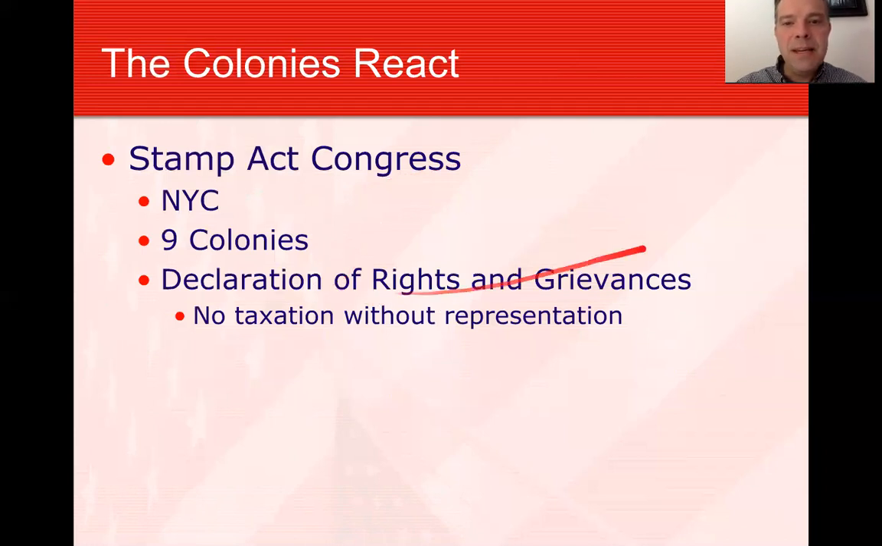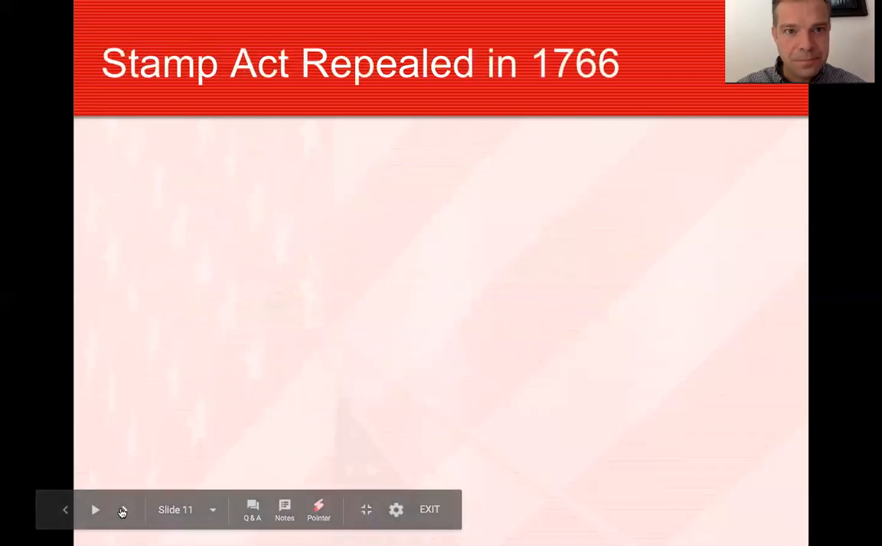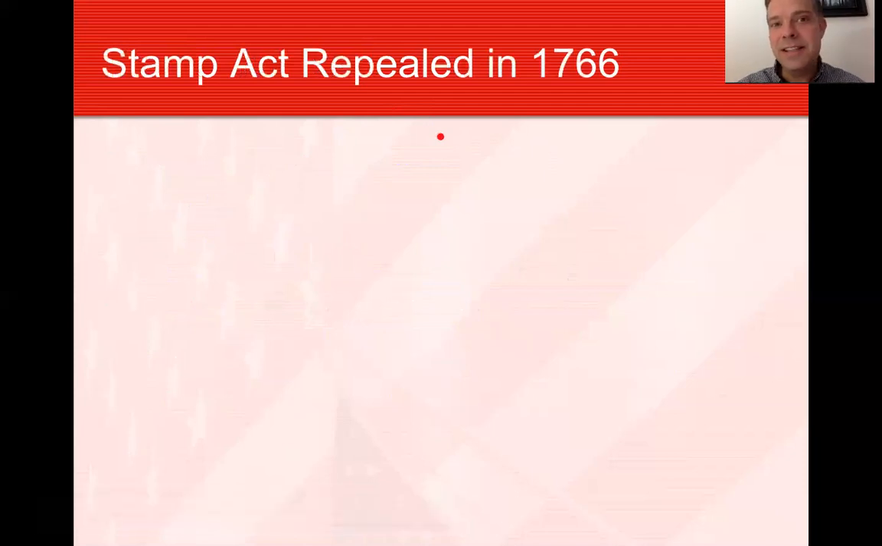They wrote up a document called the Declaration of Rights and Grievances and sent it on to the king, and they said we should not have taxation without representation. And guess what happened? The Stamp Act was repealed. That's right, the British parliament and the king listened to the colonists and said, you know, if we think you're right, we'll repeal the Stamp Act. That's probably too much taxes on you.